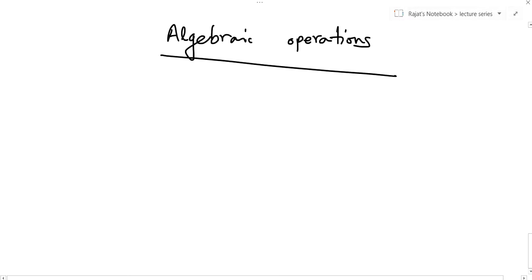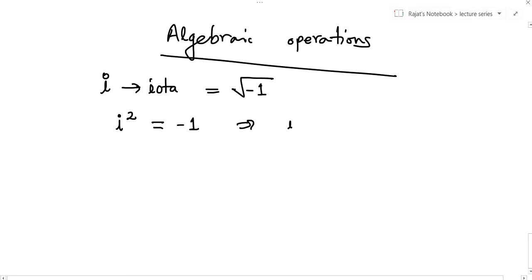So in the previous lecture, I told you that i represents iota, and it is nothing but under root of -1. So let's start. What will be i square? Squaring both sides, we'll get -1. So we also write it like this, that i square plus 1 is equal to 0. So i square is -1.